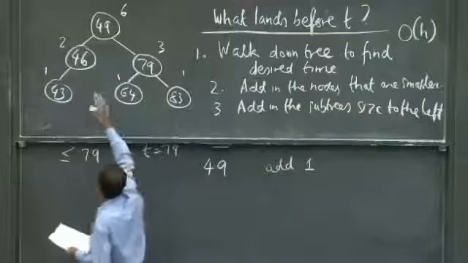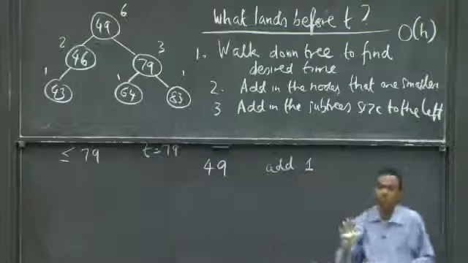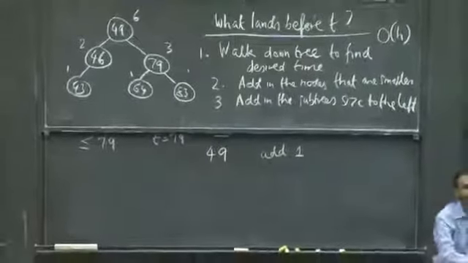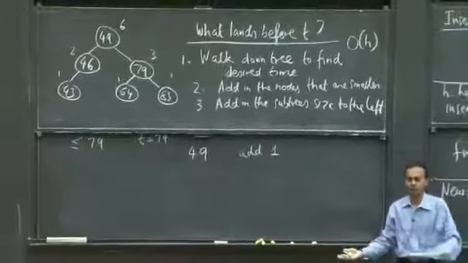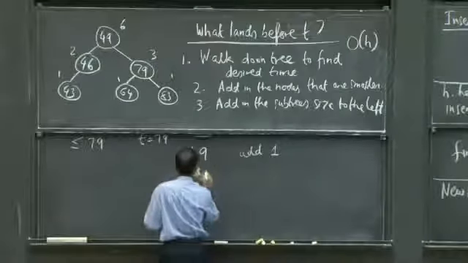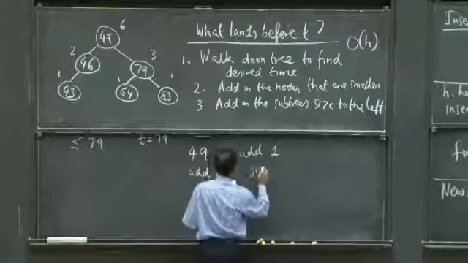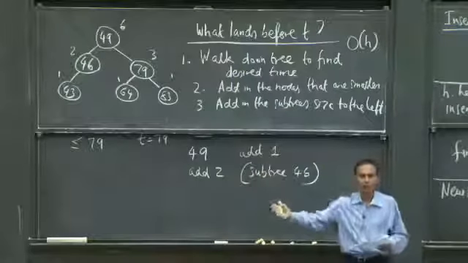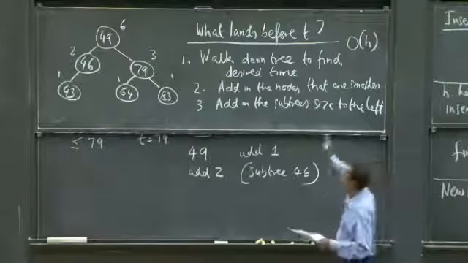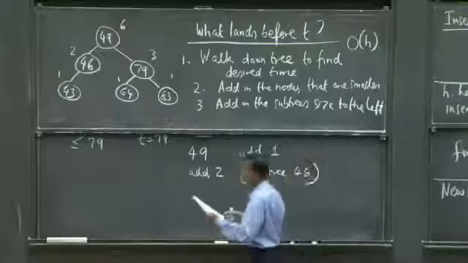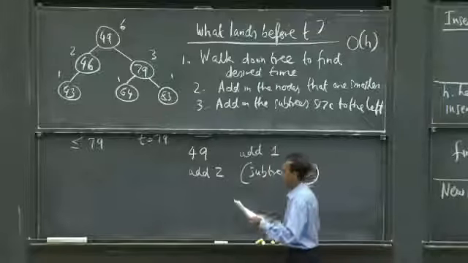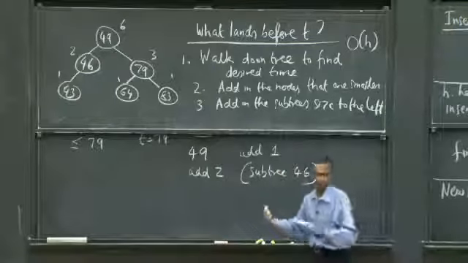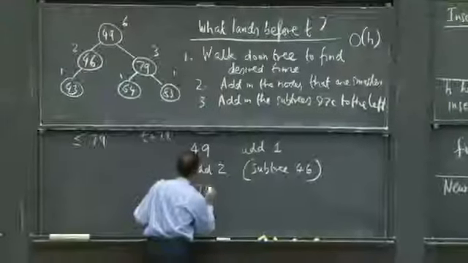But because I've moved to the right, I'm going to add the subtree sizes that were to the left. Because I know that all of the things to the left are clearly less than 79. So I'm going to add 2 corresponding to subtree 46. I'm not actually looking there, but I'm going to add all of that stuff in. I'm going to move to the right, and now I'm going to see 79. 79 is less than or equal to 79, right? And so I'm going to see 79, and I'm going to add 1.